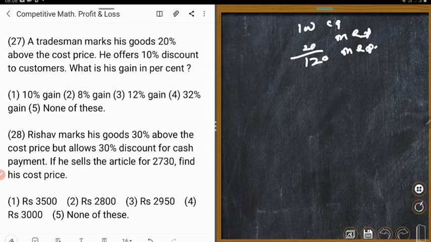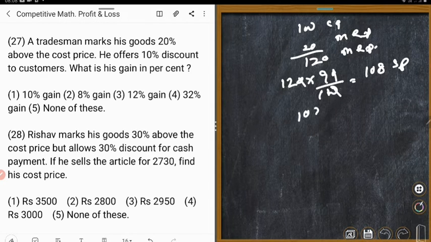He offers 10% discount. 10% discount means 120 into 90 upon 100 is equal to selling price. Zeros cancelled, 108. This is SP. CP is 100, 108 minus 100 is equal to 8%. Profit percent is how many? Number 2, that is 8%.